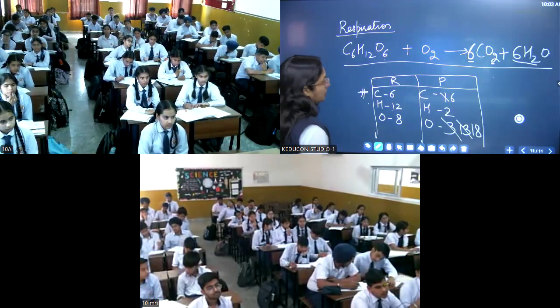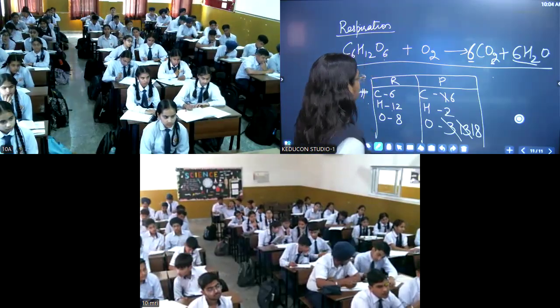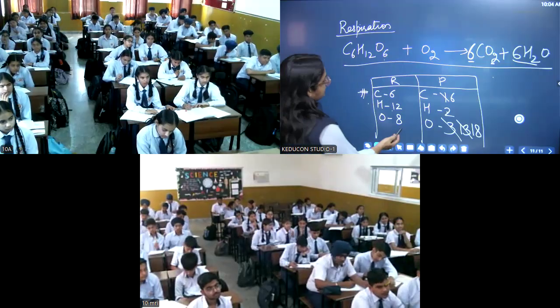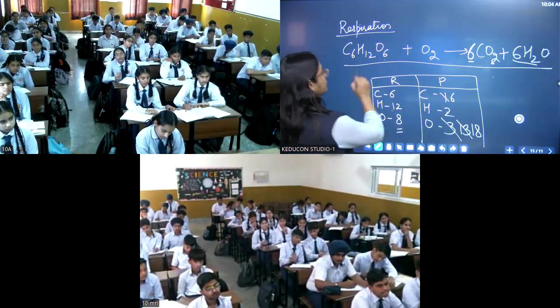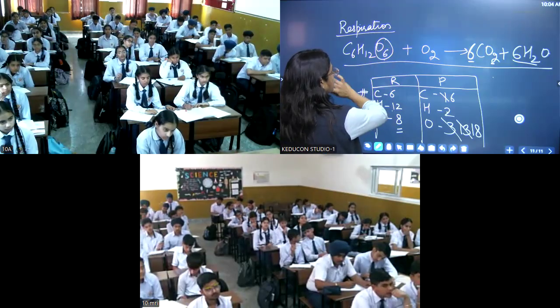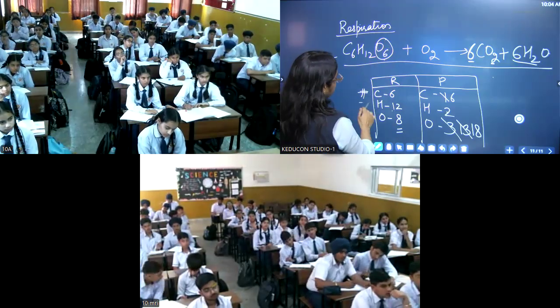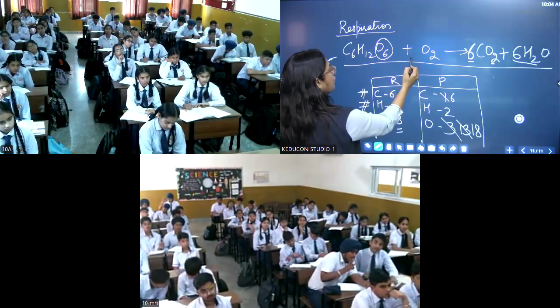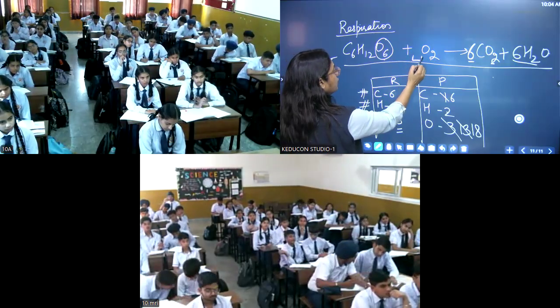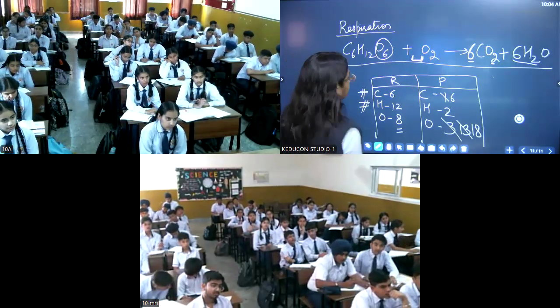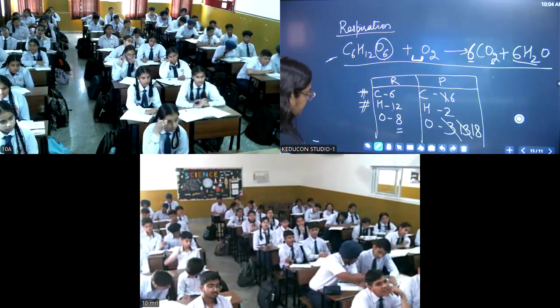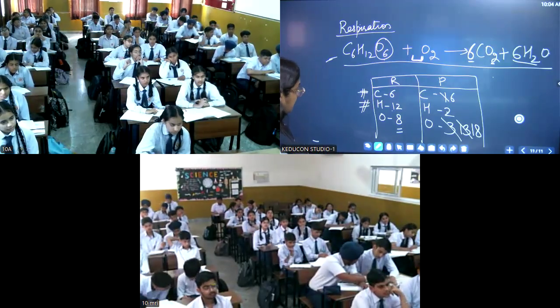Fine. So to balance oxygen, to make it 18 on this side, you have to see that you have 6 here. You're not going to change it, otherwise these two are getting disturbed. So what should you do here? What number should be placed here? 9.